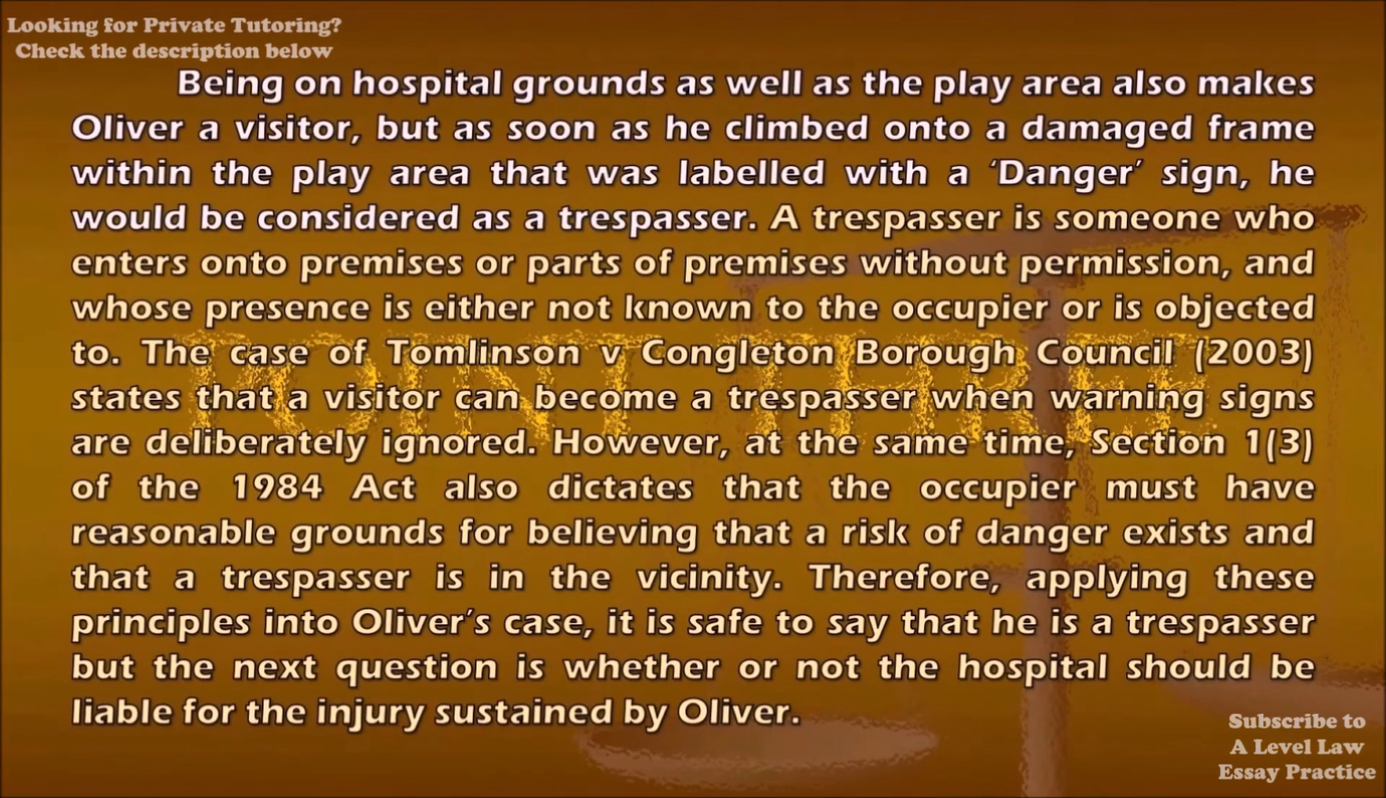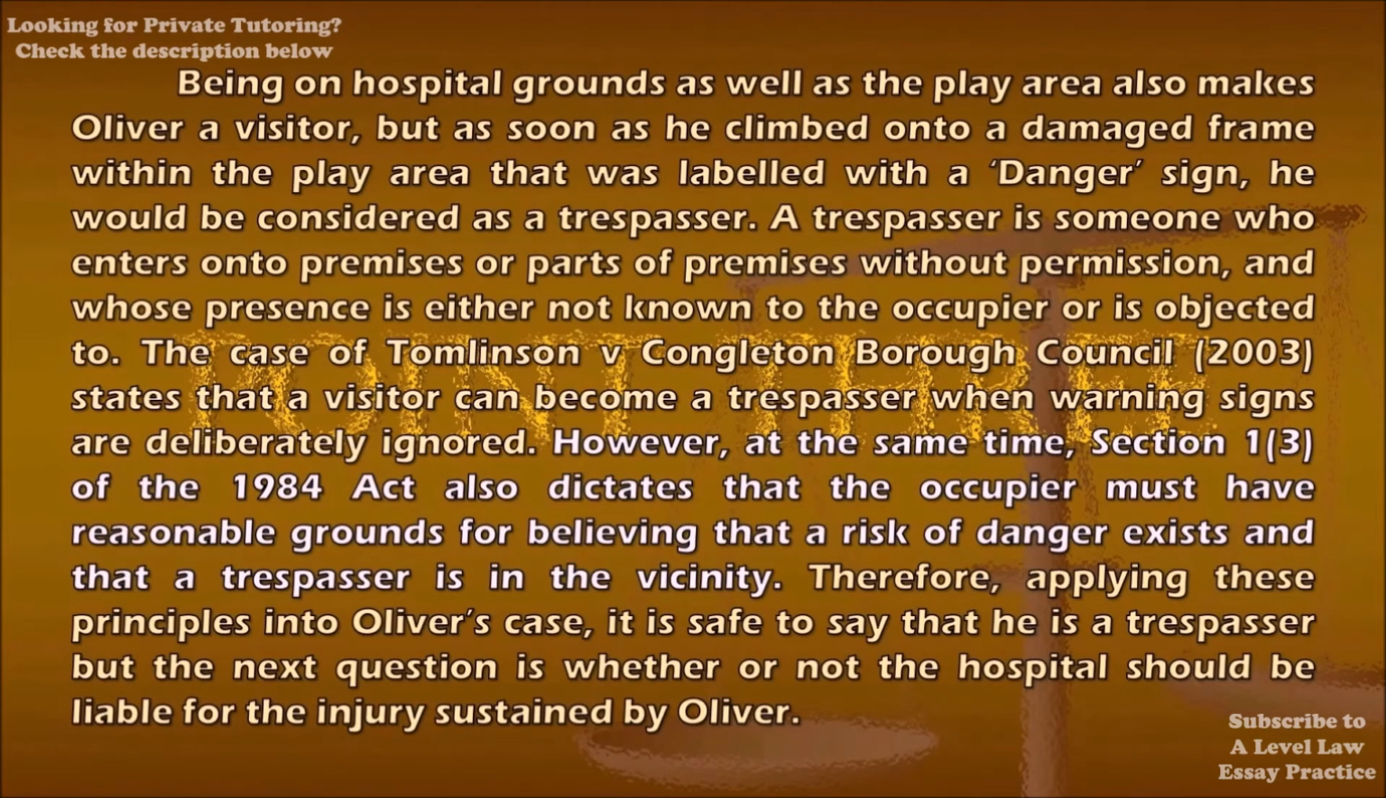Being on hospital grounds as well as the play area also makes Oliver a visitor, but as soon as he climbed onto a damaged frame within the play area that was labeled with a danger sign, he would be considered a trespasser. A trespasser is someone who enters onto premises or parts of premises without permission, and whose presence is either not known to the occupier or is objected to. The case of Tomlinson v. Congleton Borough Council 2003 states that a visitor can become a trespasser when warning signs are deliberately ignored.